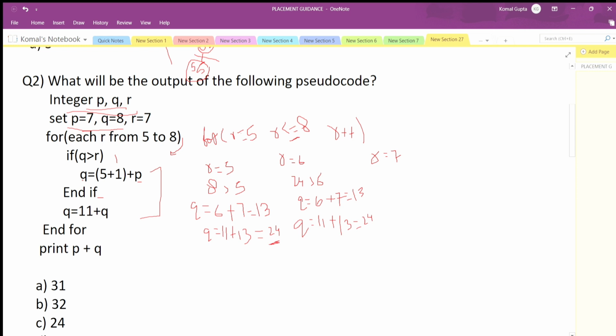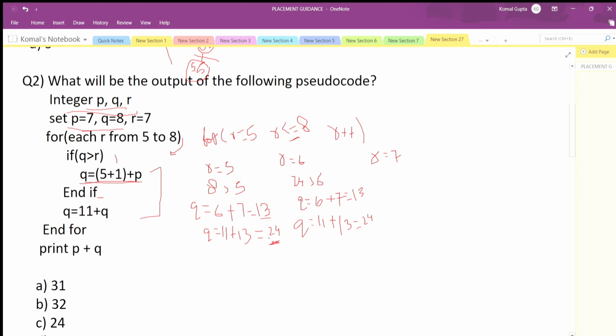So here the value of q will remain same, that is the 13. And here also the value of q will be 24 only. 11 plus 13 equals to 24. So if you will run this loop 100 times, then also the value of q will be 24. At the end of this for loop, the value of q will remain 24. So no need of doing it again and again.